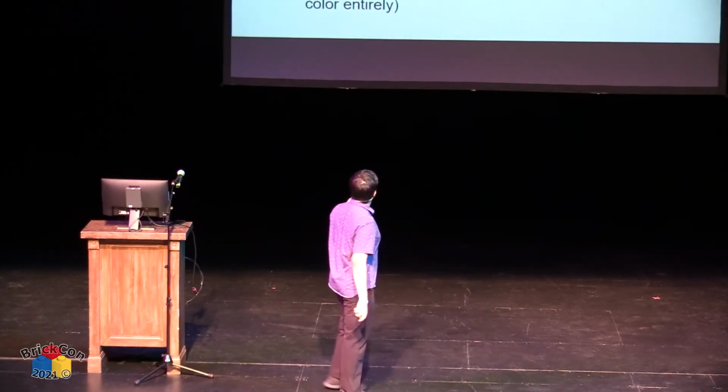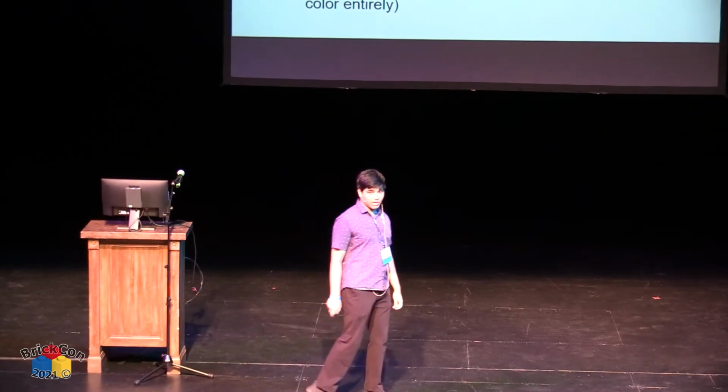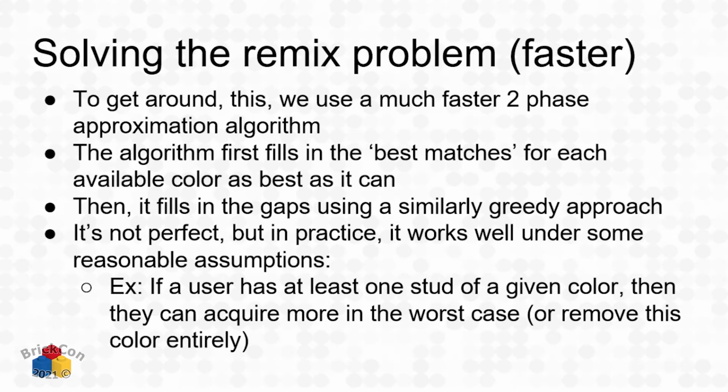Any questions? Okay, so what do we do? We write an algorithm to solve the remix problem faster. When we say we want to solve it faster, it's okay if we don't get the optimal solution according to math, but we'll run a fast approximation algorithm. It's a two-phase approximation algorithm, and I'll describe it really briefly: we basically do some greedy matching, then we figure out what the problematic pixels are, and then we do some more greedy matching.